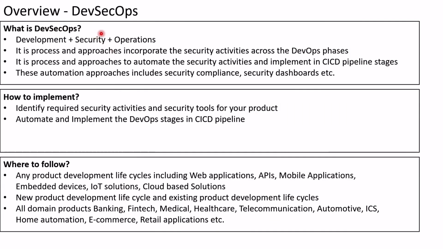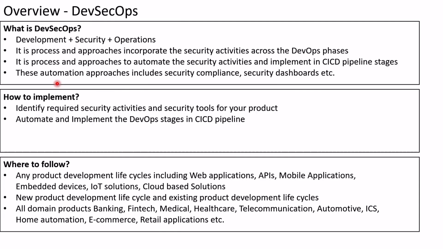Overview: DevSecOps. What is DevSecOps? Development plus security plus operations, right? It is a process or approach to incorporate the security activities across the DevOps phases. It is a process and approach to automate the security activities and implement them in the CI/CD pipeline stages. These automations and approaches include security compliance, security dashboard, and security monitoring, right?